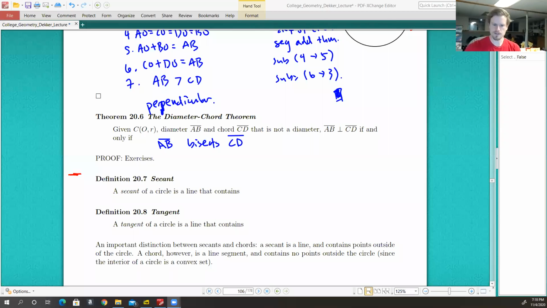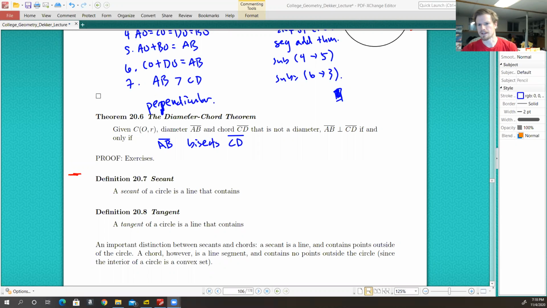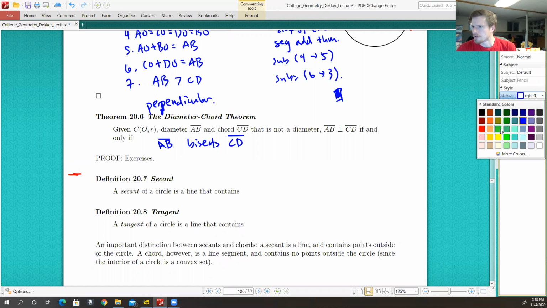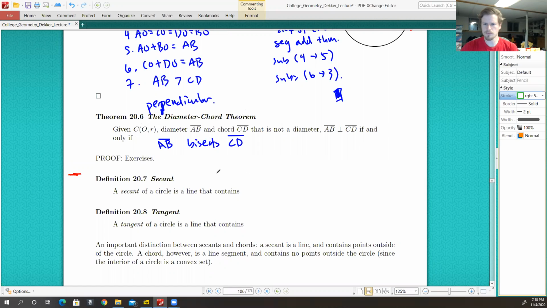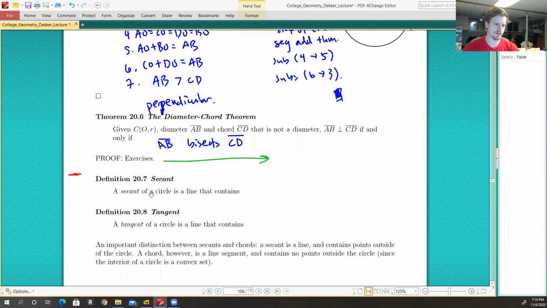Welcome back to geometry. We want to continue taking a look at section 20 on circles. And what I'd like to start with is just returning back to theorem 20.6 here, the perpendicular diameter chord theorem, actually. I'd like to give you a nice little hint for the proof of this theorem. And what I'll do is I'll give you a nice image to consider.